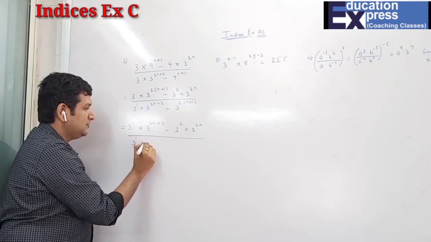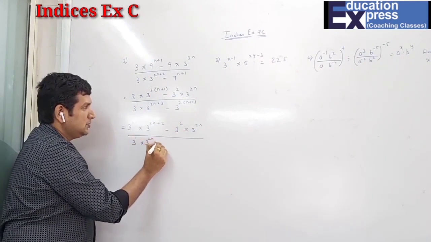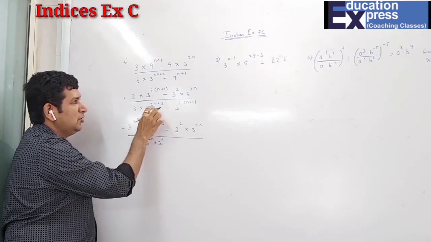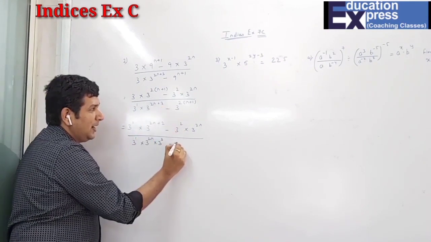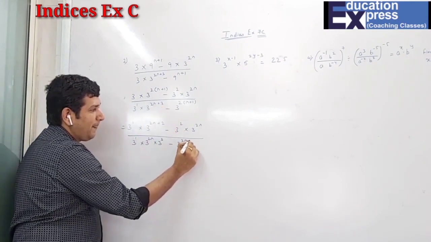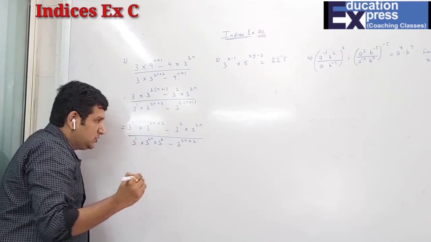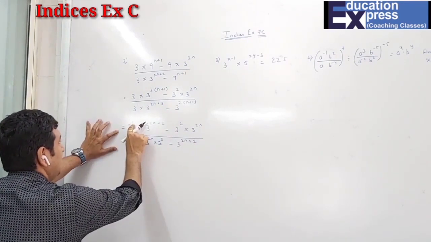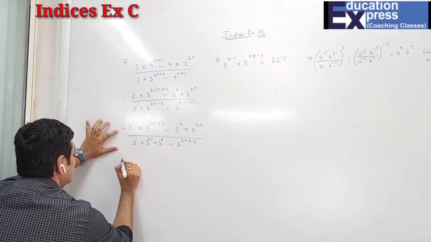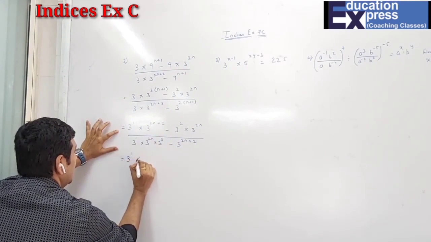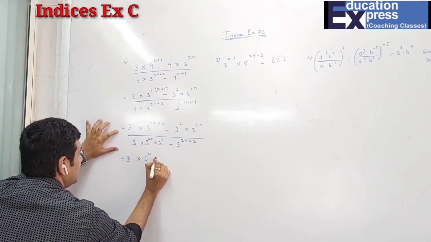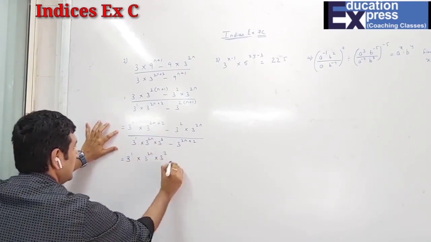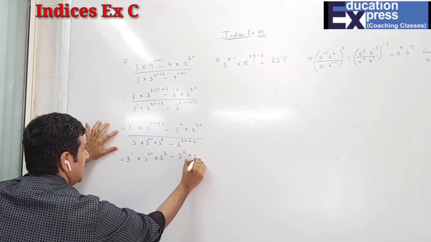This answer, this 3 raised to 3. This 3 is for both, that is why. Minus 3 raised to 2n plus 2. So now students, over here, the number will go with the number. So 3 raised to 1 into 3 raised to 2n into 3 squared, minus 3 squared into 3 raised to 2n.